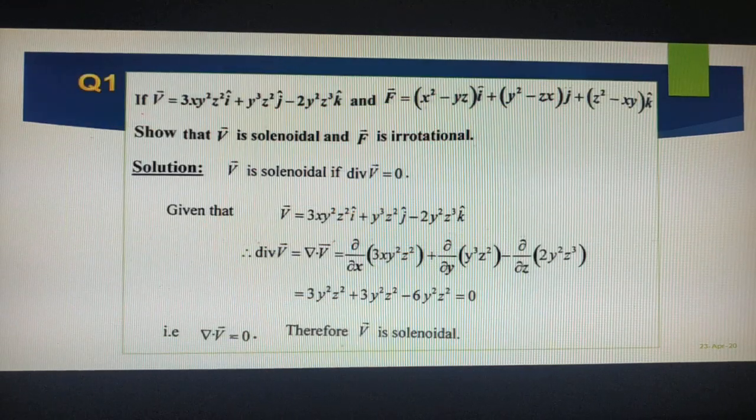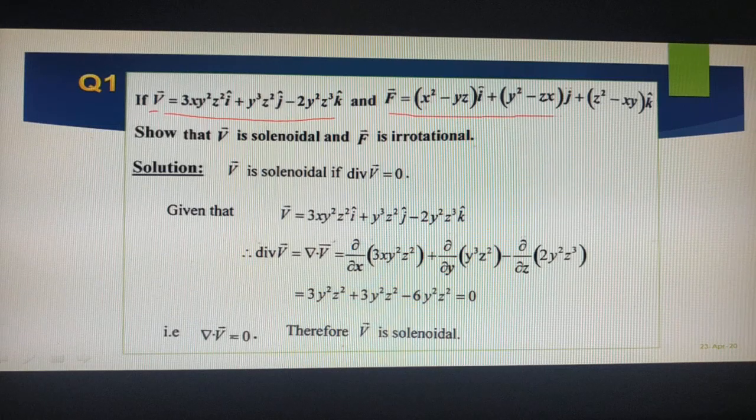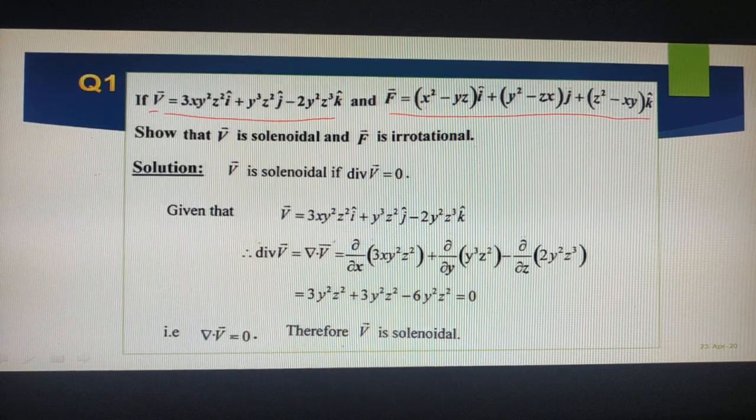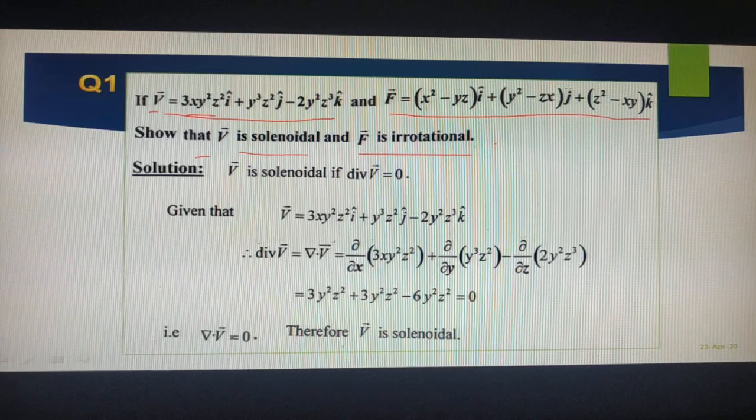So I was given some vector field here. V is a vector field here. I provided one more vector field F. So we are provided two different vector fields. This vector field V I have to show as solenoidal. The other vector field F I have to show as irrotational.